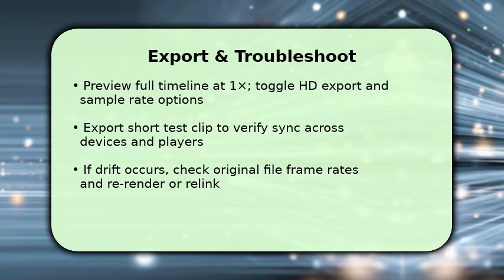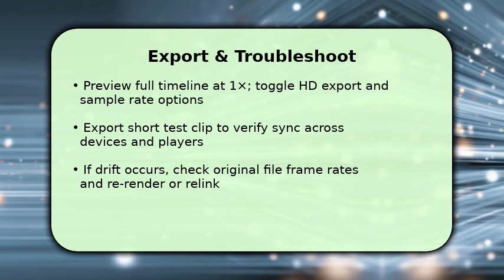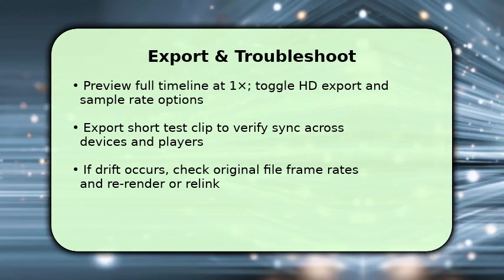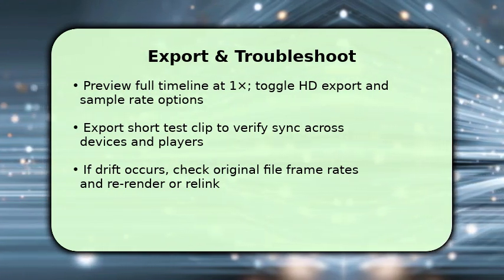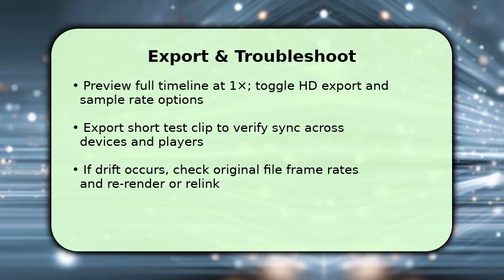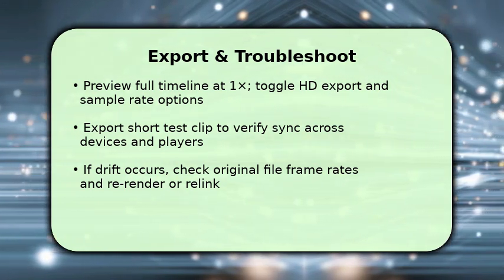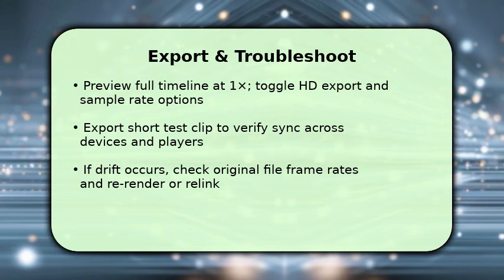If you notice drift or occasional slips, make sure original files share the same frame rate and sample rate, relink the corrected source, or re-render problem segments. Sometimes re-encoding a misbehaving track fixes persistent timing errors.